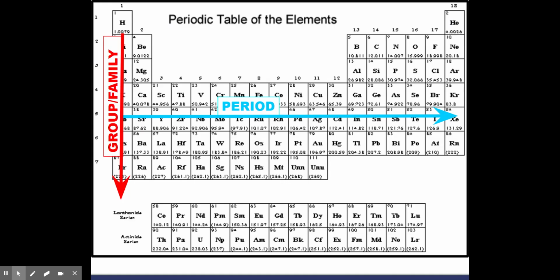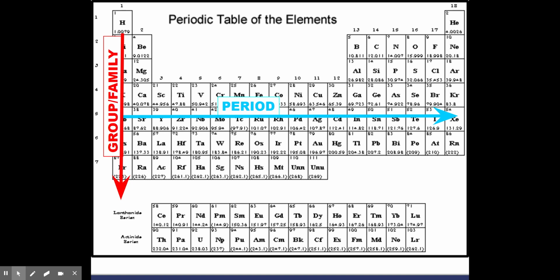Last thing here: we generally talk about things arranged on the periodic table based on whether they are in the same column or the same row. But in science and in chemistry, we don't talk about them as columns and rows. We talk about them as periods and groups. Periods are those horizontal rows going across, and those are things that have the same number of energy levels of electrons.